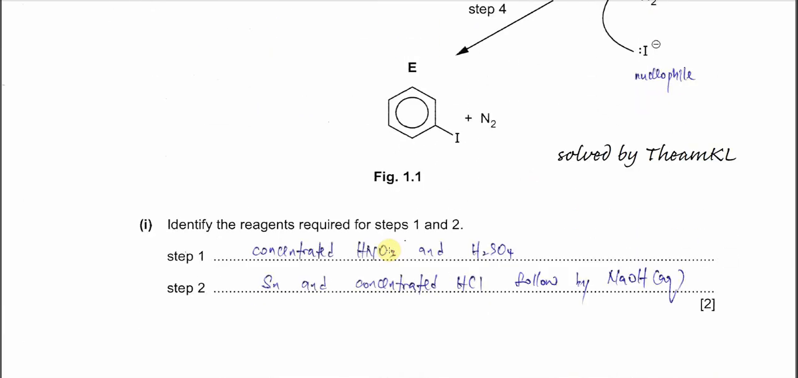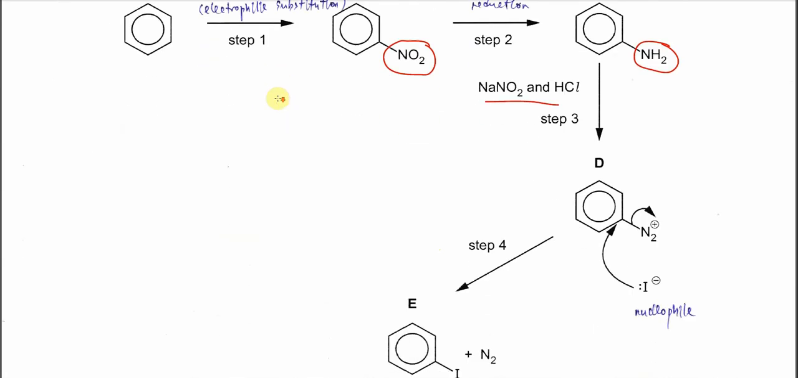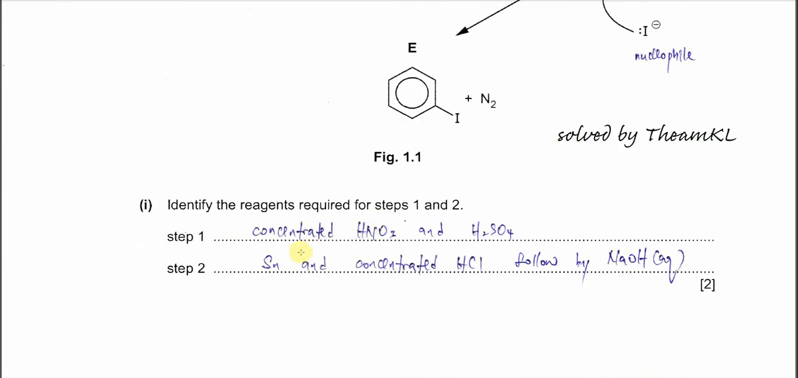Okay, let's see what they want. Part 1, identify the reagents required for step 1 and step 2. Reagents, step 1 is what? Step 1 is nitration. So we need to use nitration mixture because it's asking reagents only. So you just put concentrated nitric acid and concentrated H2SO4. Condition of course is 55 degrees C. The range is 50 to 60.